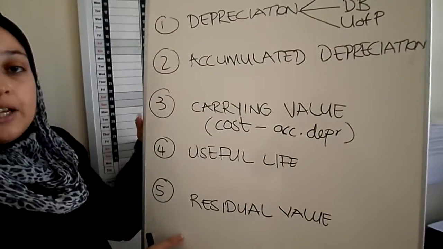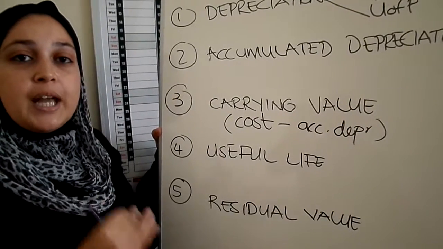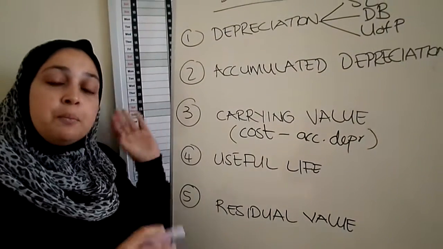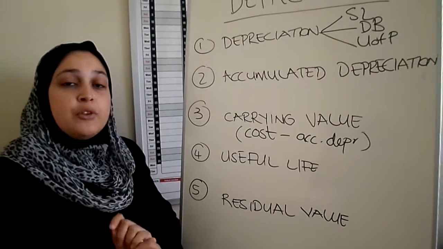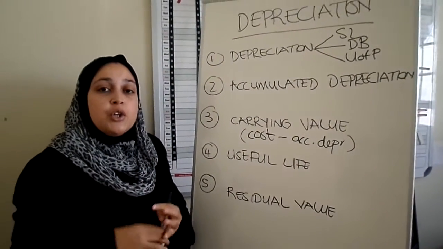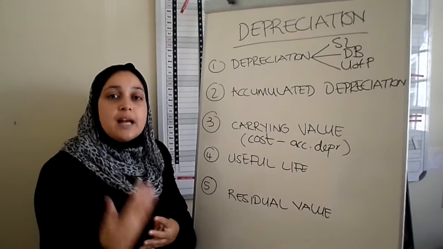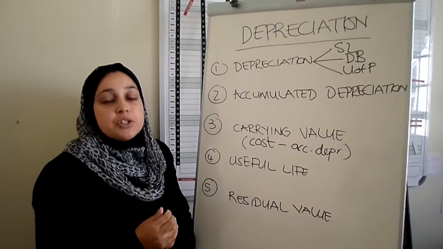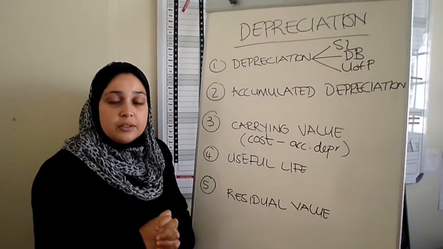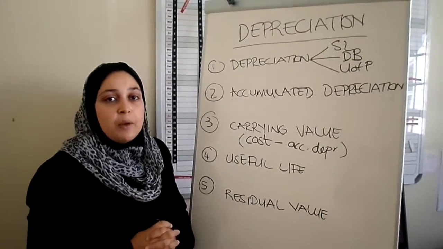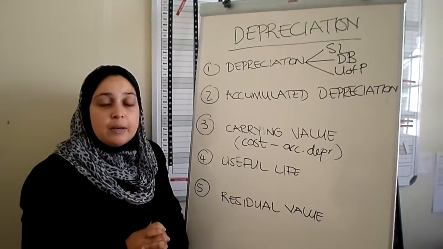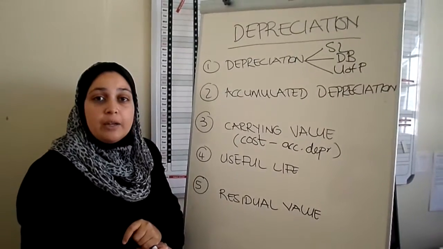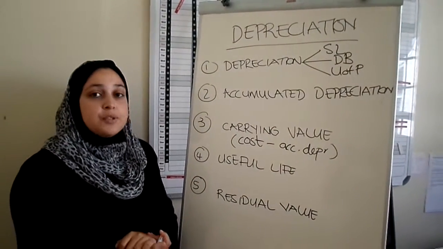The residual value is how much you expect to get for that asset after its useful life. Okay, so what that means is if you purchase a motor vehicle and you expect to use it for 5 years, you have to estimate how much you think you can sell that motor vehicle for after 5 years. So as an example, if you purchase a motor vehicle for 100,000 Rand today, and you say in 5 years time I will most likely get about 10,000 Rand when I sell that asset, the 10,000 Rand becomes your residual value. Okay, so those are important terms for depreciation.